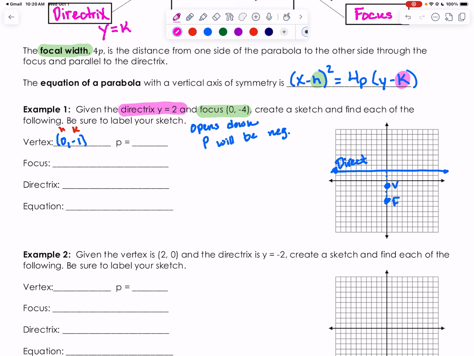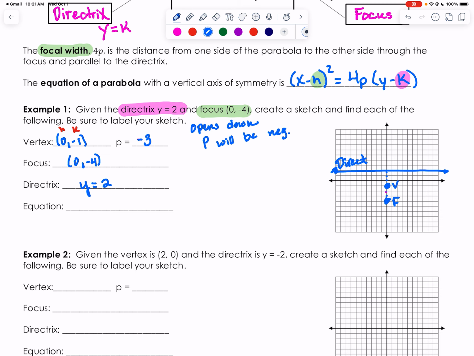Okay. Now the value of P is just the distance from the vertex to the focus. The distance from the vertex to the focus. So 1, 2, 3, -3 units. -3 units. Now the focus, they already gave us that information, so we don't need to figure it out. They already gave us the directrix, so we don't need to figure that out. The only thing we need to do now is draw our parabola.